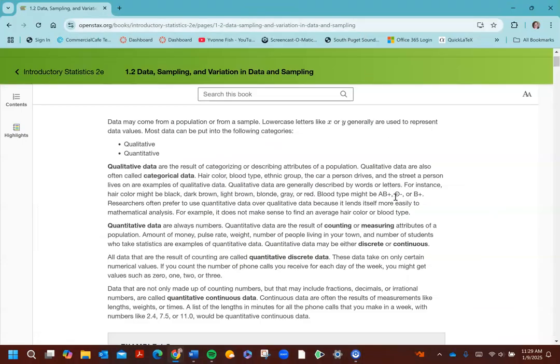This is Yvonne Fish, and in this video we're going to look at data sampling and variation in data and sampling. This is from the OpenStax book.